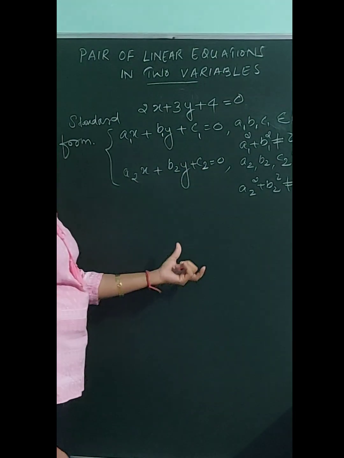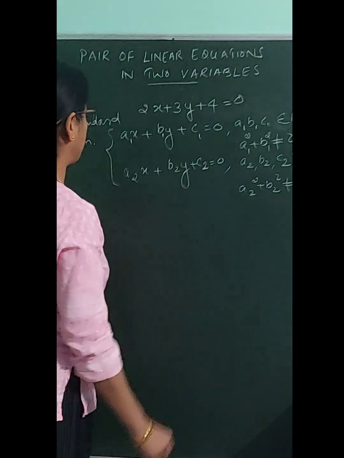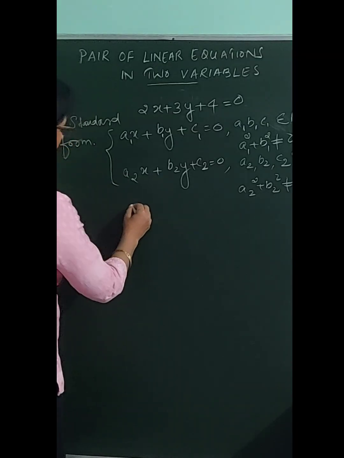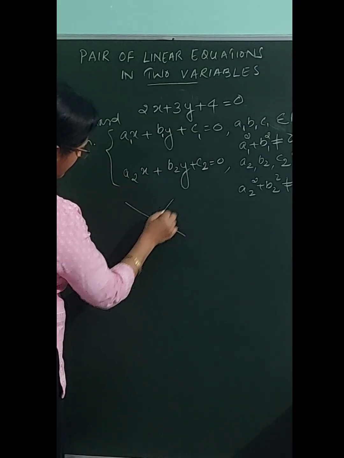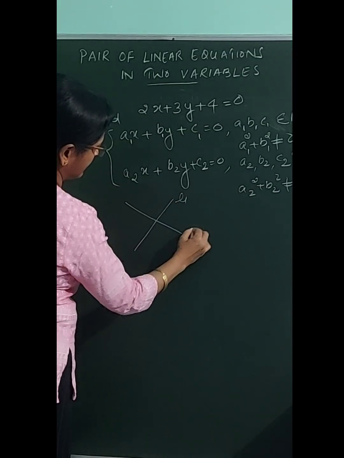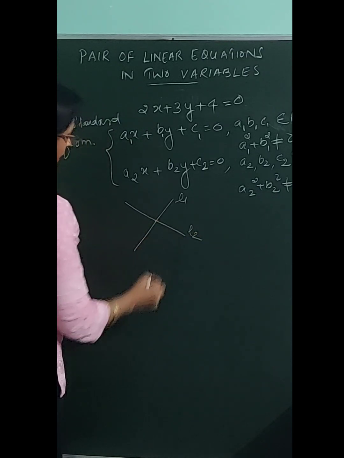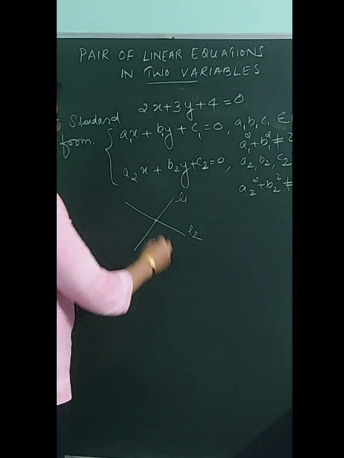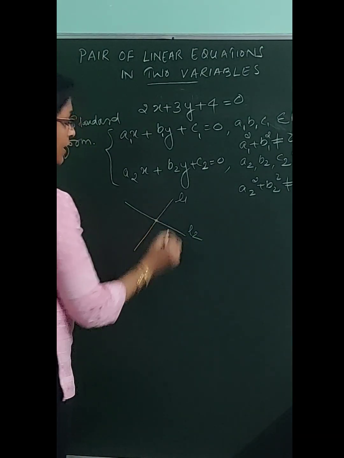In how many ways can we draw two straight lines on a page? For example, we can draw the two lines. This is line 1 and this is line 2, like this, intersecting at a point. The lines are intersecting at only a single point.